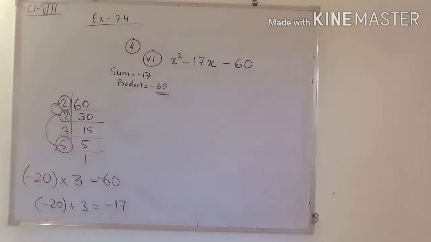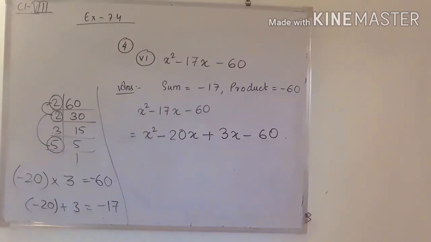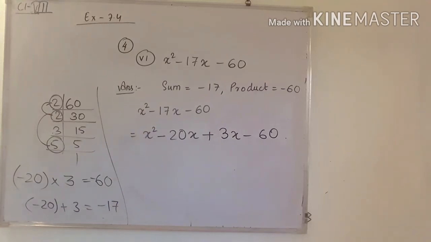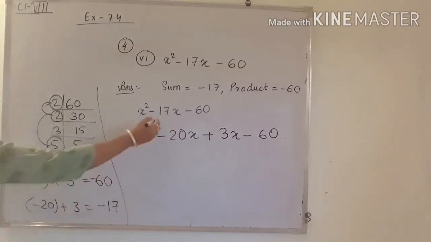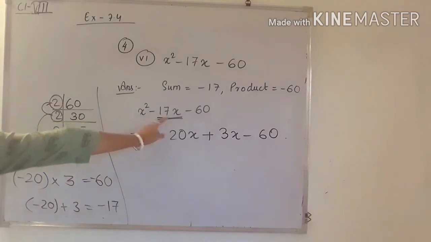See, this is the important step I am showing you, because we have not done this step in the previous questions. x square minus 17x minus 60, we can write x square the same, minus 60 the same. Then next, in place of minus 17x I am writing minus 20x plus 3x. So I am splitting the middle term here.